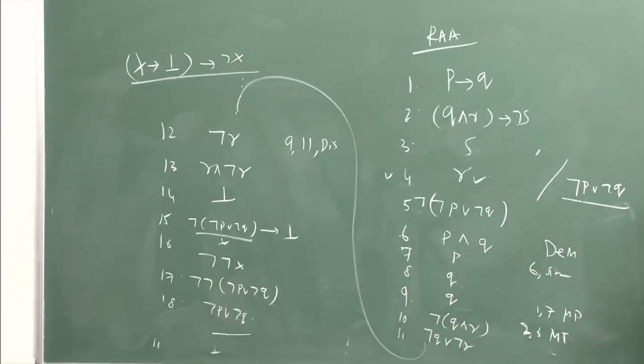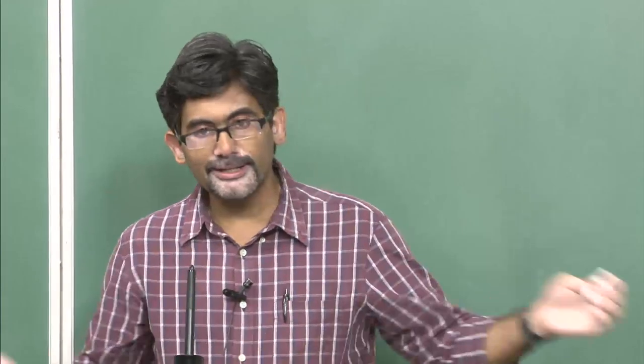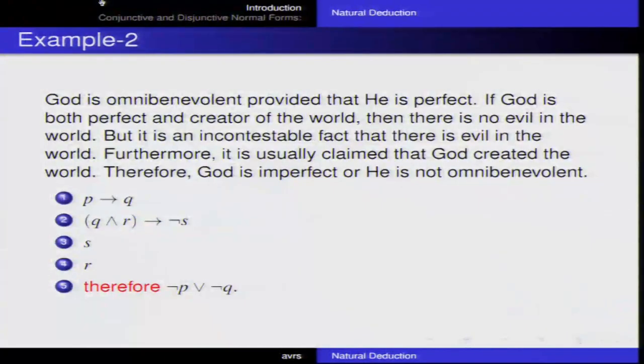So what have we achieved in this one? Simply this, that we denied the conclusion, that is we denied that it is not the case that God is imperfect or he is not omnibenevolent. Now you have to translate it into the original argument. Then we showed that it led to contradiction. That means negation of X leads to contradiction, that means X is the case, that means the conclusion remains the same, the conclusion holds, provided the conclusion follows from the premises that are stated here, that is God is omnibenevolent provided that he is perfect, etc.